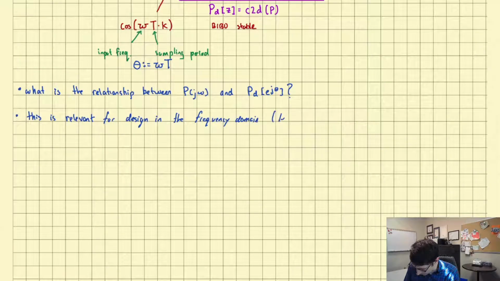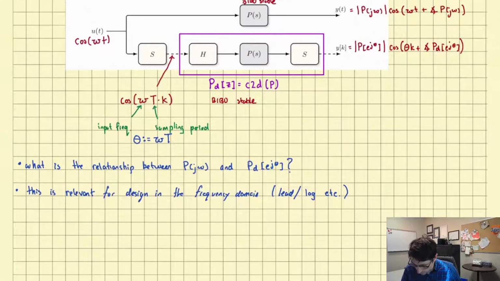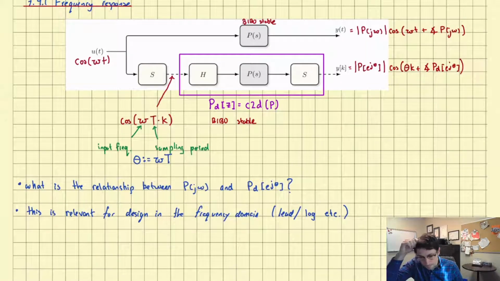So by that I mean things like lead, lag, etc. Okay? So this is what we want to understand. Like, when is it that the discretized system behaves roughly like the original continuous time system? And when does it start to deviate?